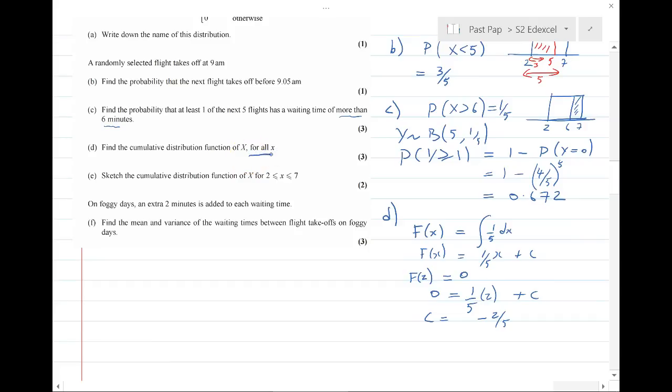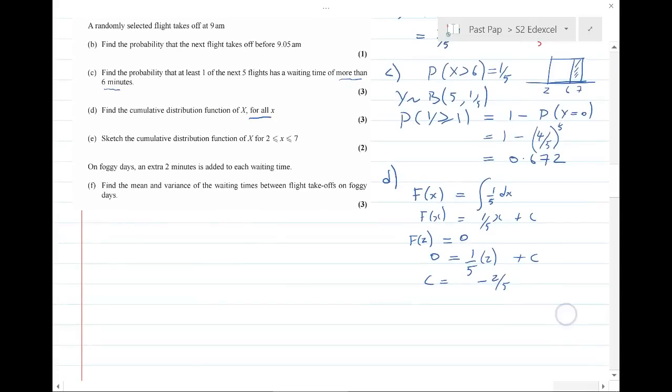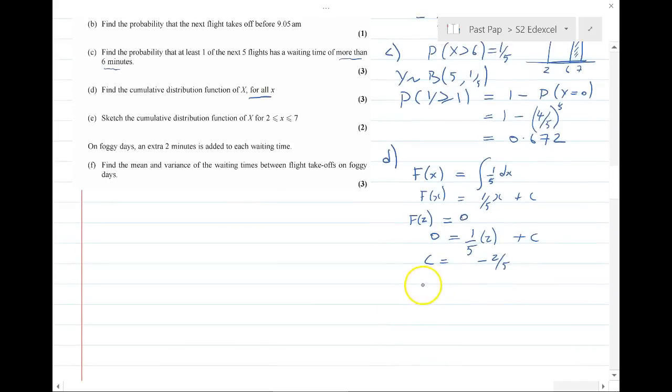It does say for all x, and sometimes they say fully specify the distribution. So find it for all x. If we write it over here, we have F(x) is 0 if x is less than 2, and it will be equal to 1/5 of x minus 2/5 if x is between 2 and 7, and if x is greater than 7, then it's obviously certain that the number is going to be less than that, so it's 1. So we've fully specified the CDF. So that's that question done.